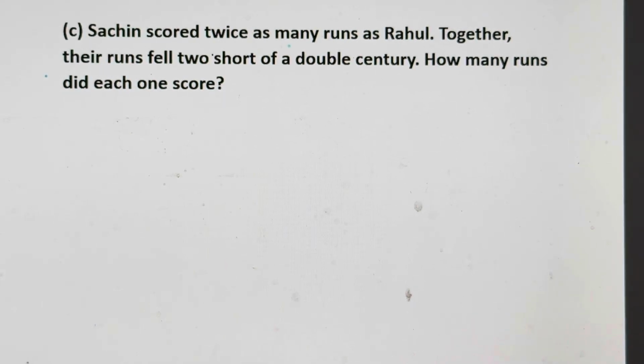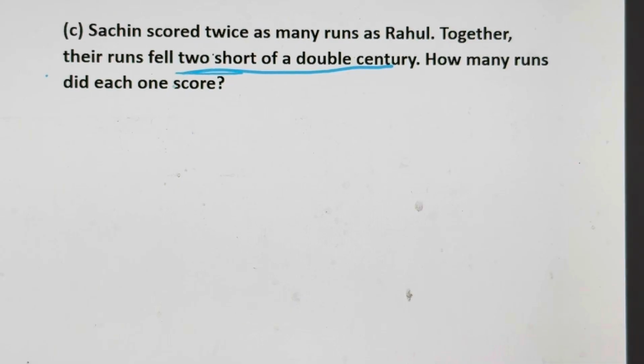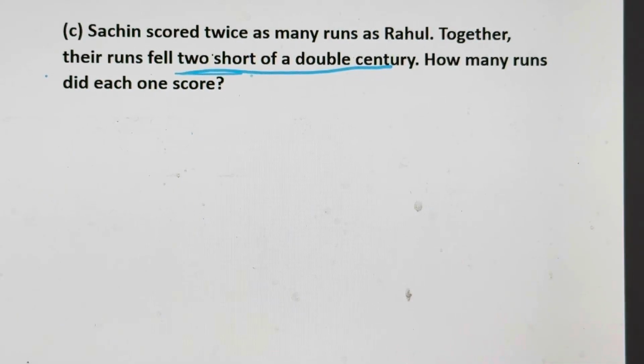Sachin scored twice as many runs as Rahul. Together, their runs fell too short of a double century. First of all, what is a century? 100. Double century means 200. And too short means too less than 200. So that is equal to 198. Okay. You should be able to break the sentences into parts in order to make the equation.